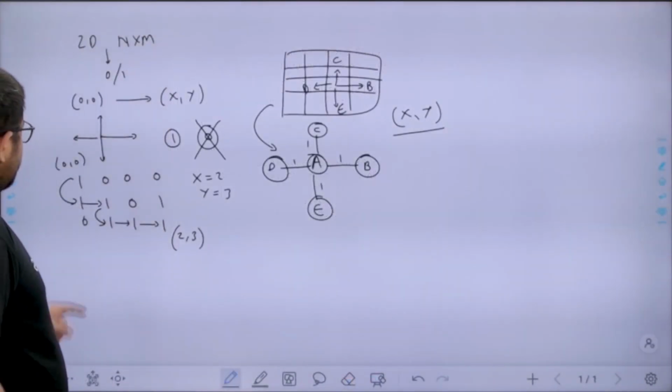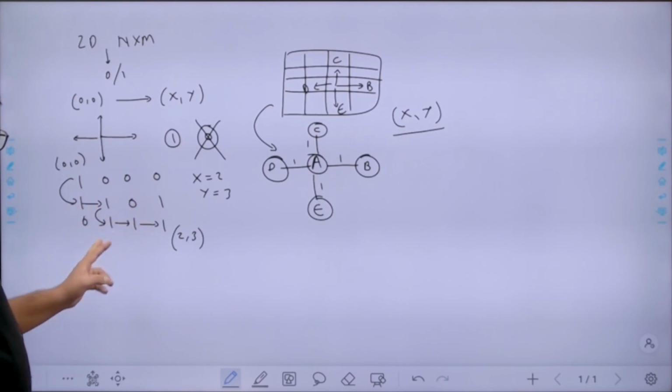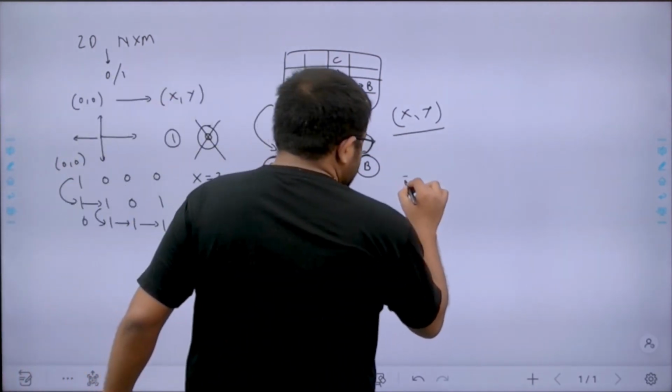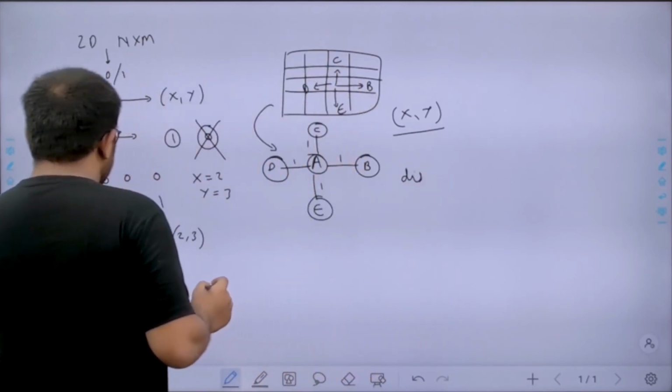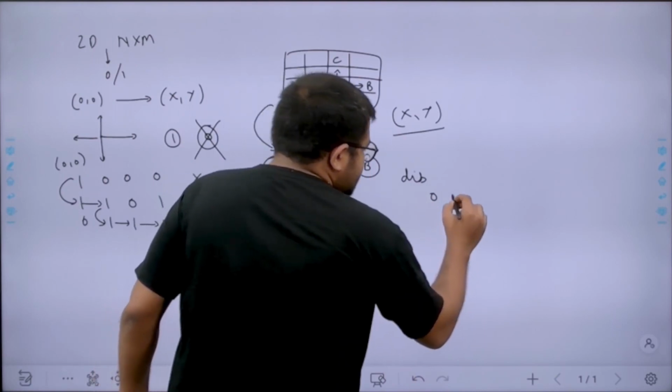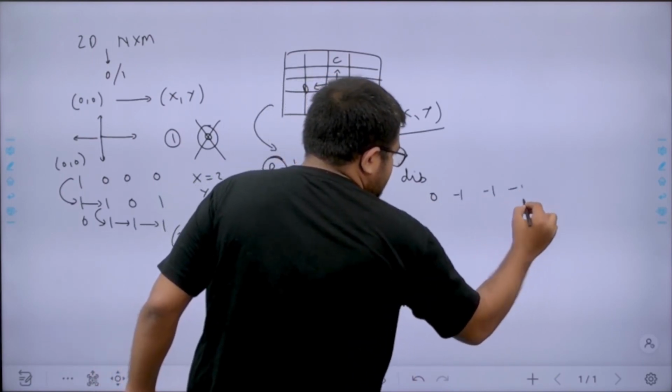So here the given example was 1 0 0 0 1 1 0 1 0 1 1 1. I'll write down the distance 2D array and how it would be updated. Initially the source vertex will have distance 0, and all others will have -1, right?